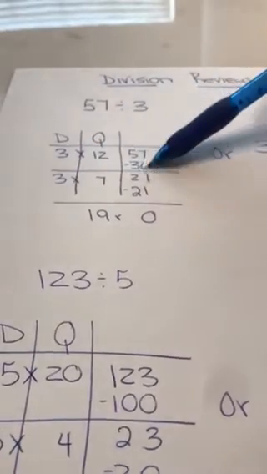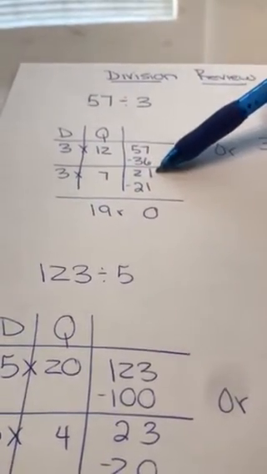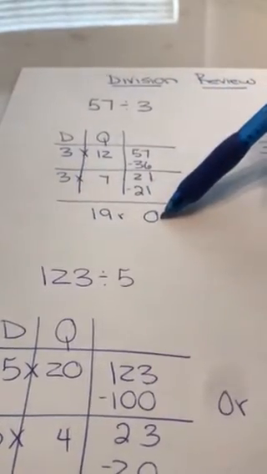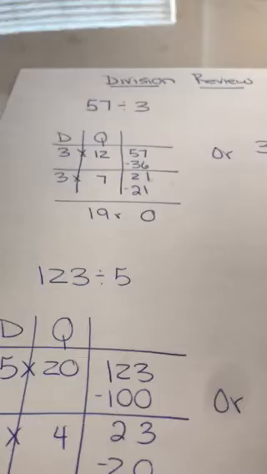3 times 12 is 36. I would have to subtract, is 21. 3 times 7 gives me 21, so I don't have a remainder. 12 and 7 is 19.